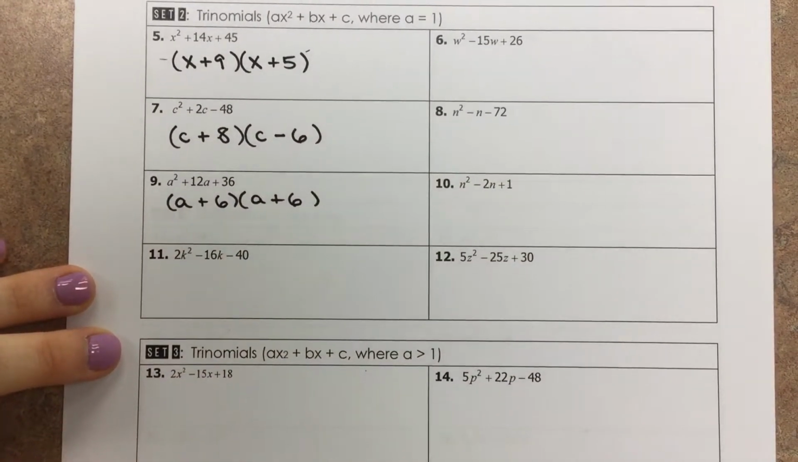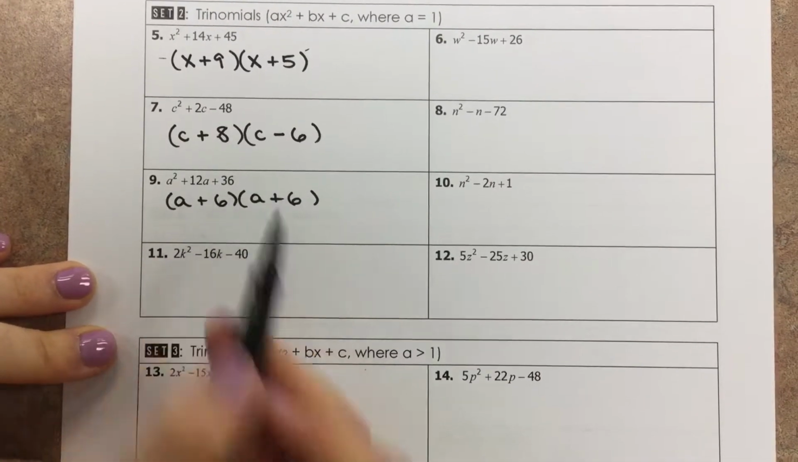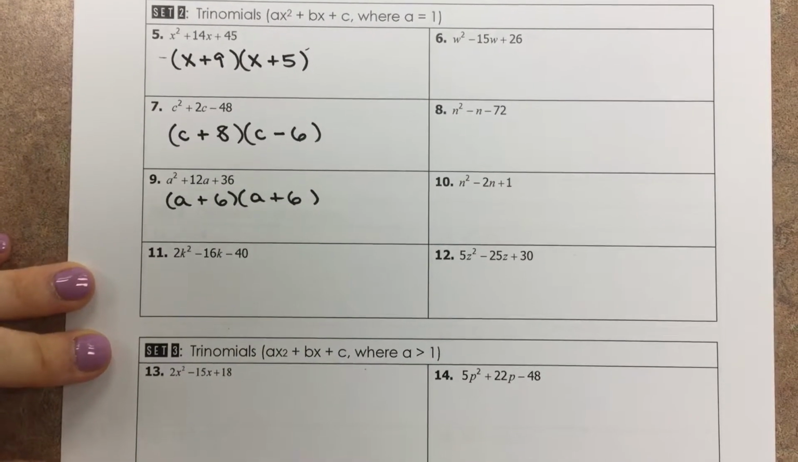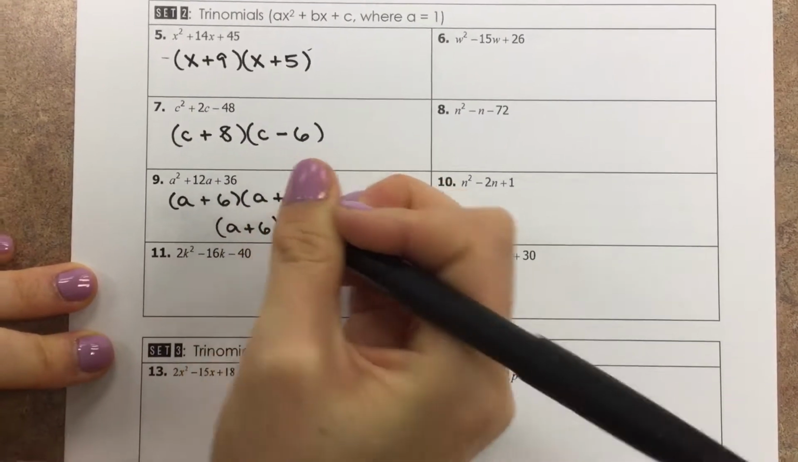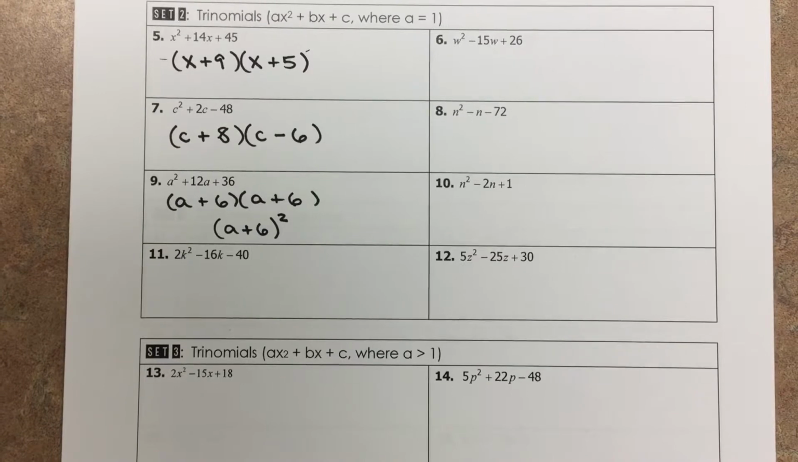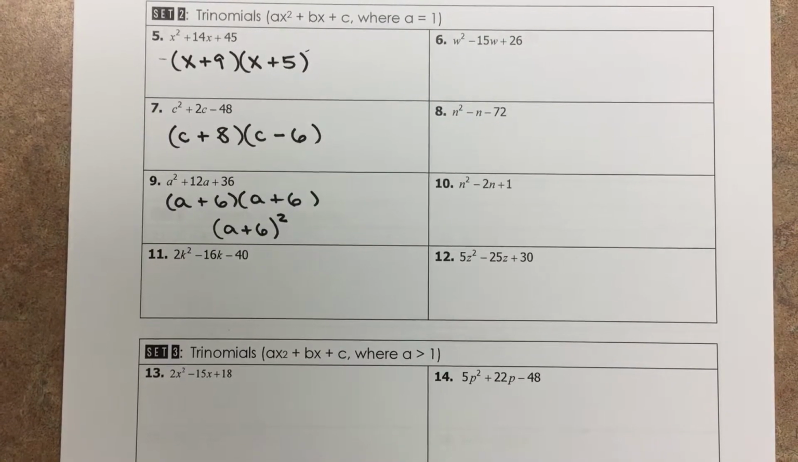And always pay attention to the signs too. Both of these are positive, so we know both of these will be positive. And since they're the exact same, if you want, you could write this as a + 6 squared. And recognizing that will actually help us a couple lessons down the road.